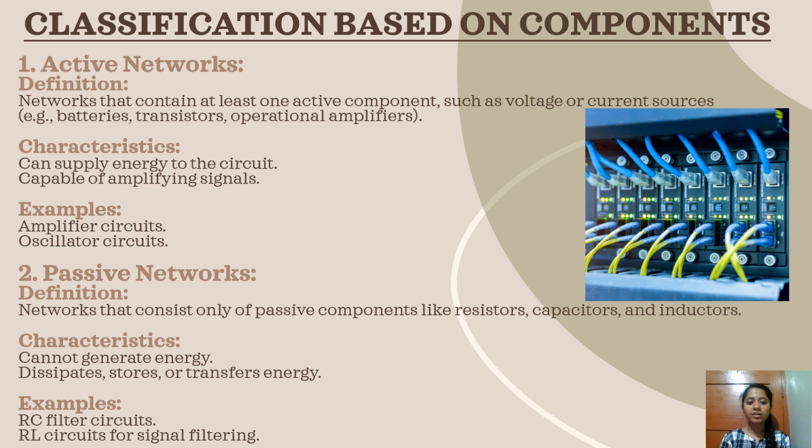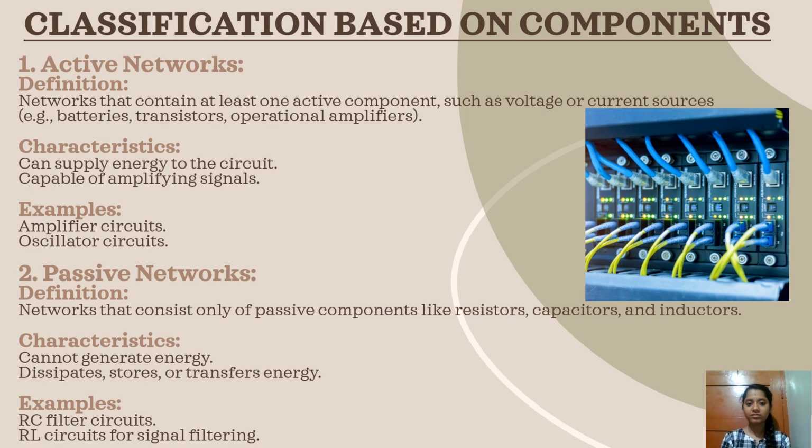The second type is passive networks. So this is a network that consists only of passive components like resistors, capacitors, and inductors. So the characteristics of these passive networks are: they cannot generate energy and they dissipate, store, or transfer the energy. Examples for this are RC filter circuits, RL circuits for signal filtering.